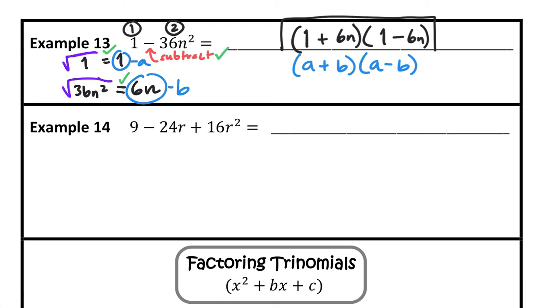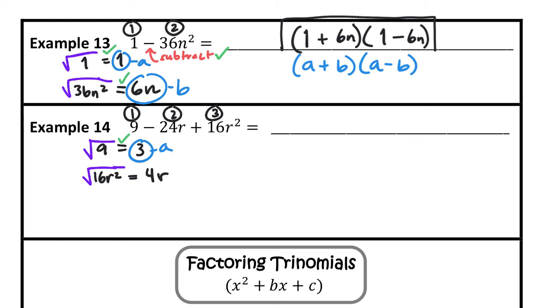Okay. Example 14. I have 3 terms. Then I want to check, can I square root the first term? Can I square root 9? Yes, the square root of 9 is 3. Can I square root the last term? 16r squared. Yeah, the square root of 16 is 4. The square root of r squared is r.